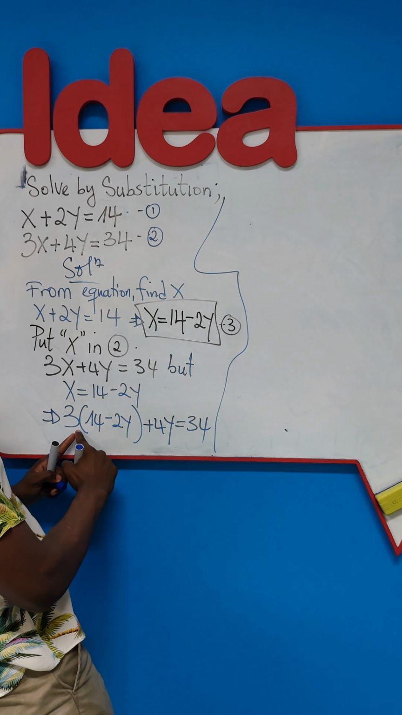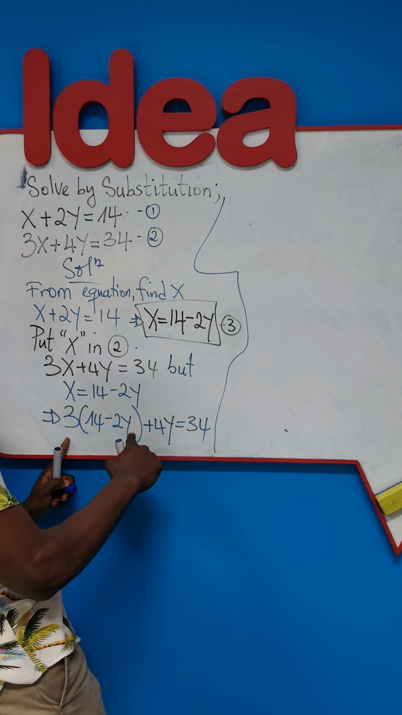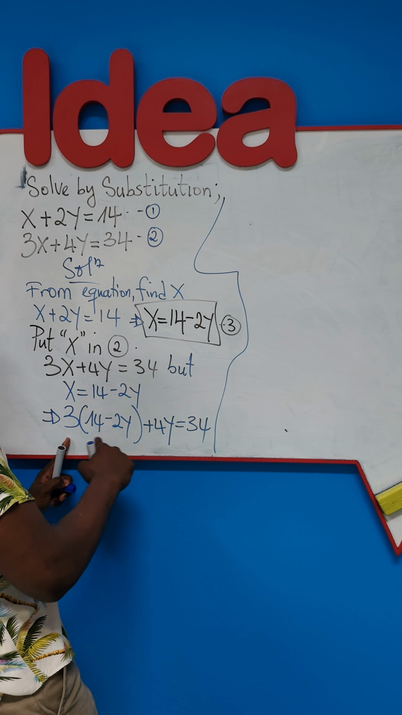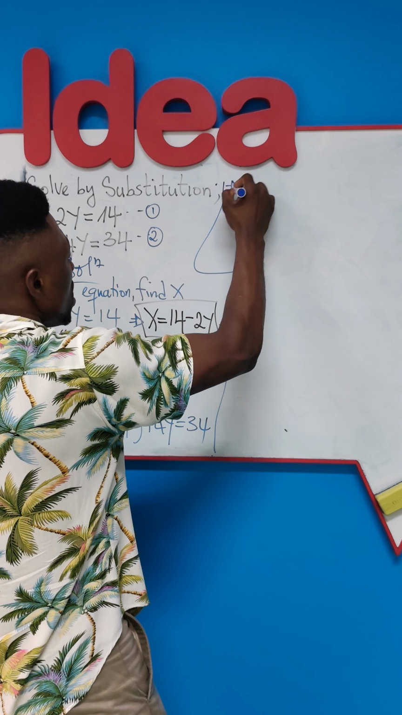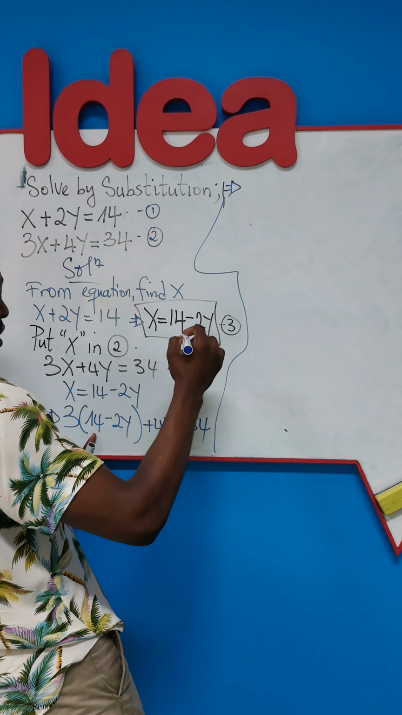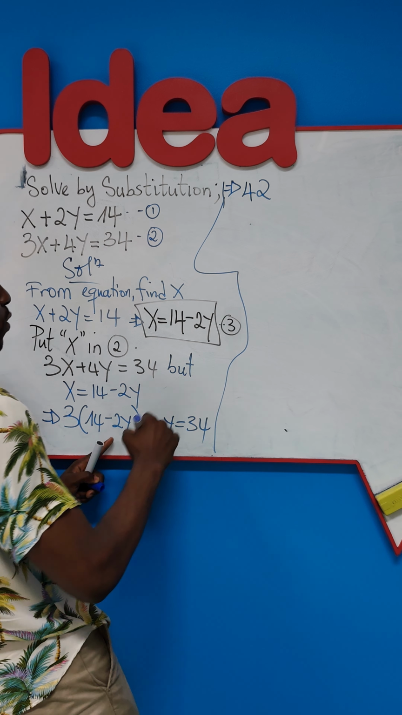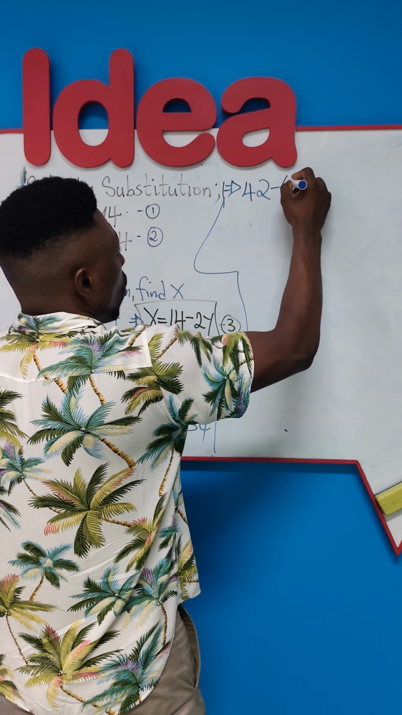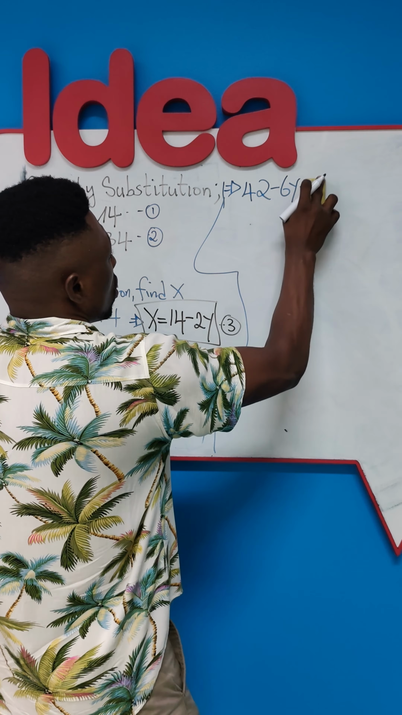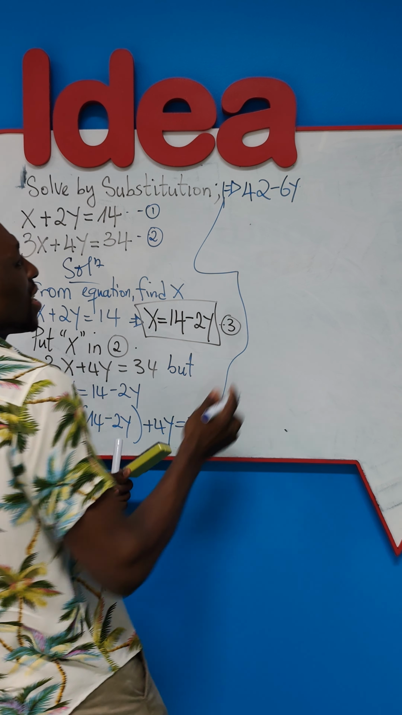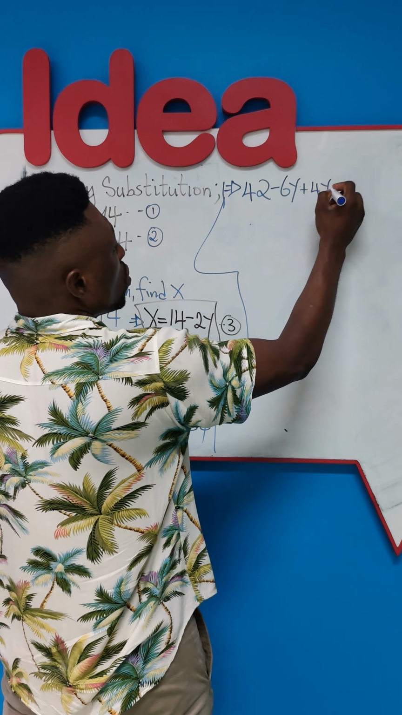So I will do a very small expansion here, because when we have this, it means 3 has to multiply everything which is in the parentheses, in the bracket. So if I simplify this, I have 3 times 14, which is 42. Now 3 times negative 2y, which is negative 6y, plus 4y, okay, be careful with mistakes, plus 4y equals 34.